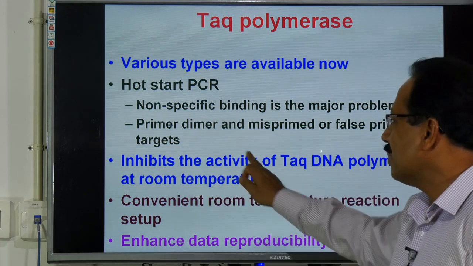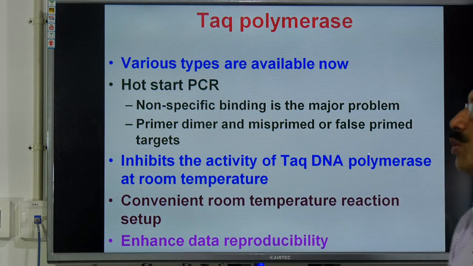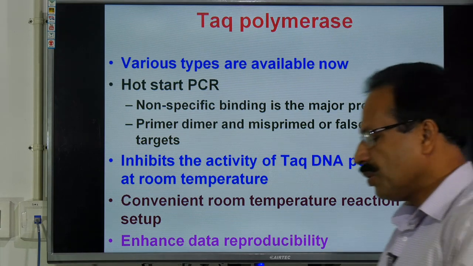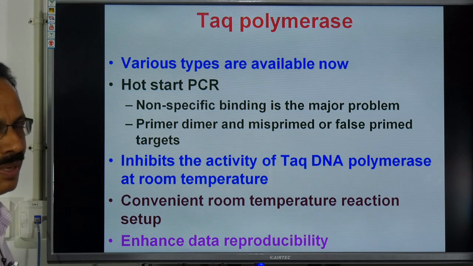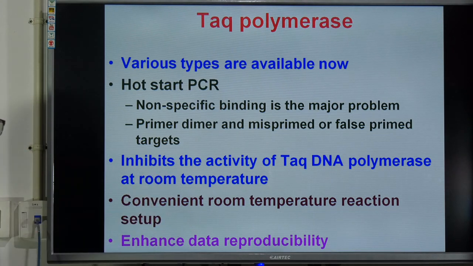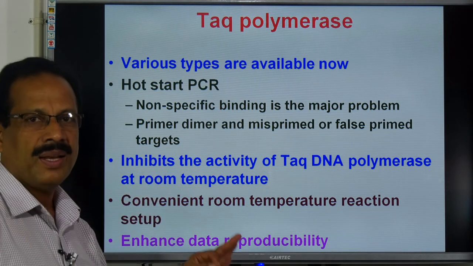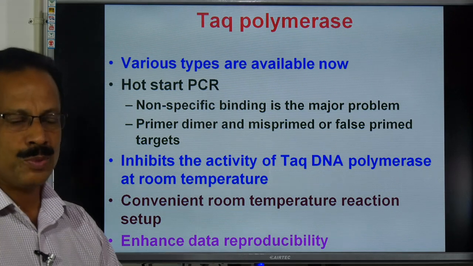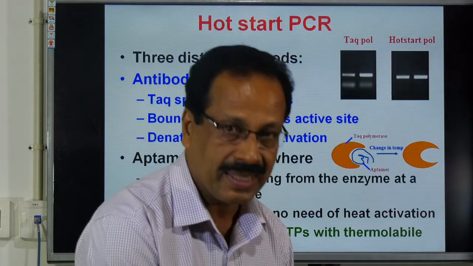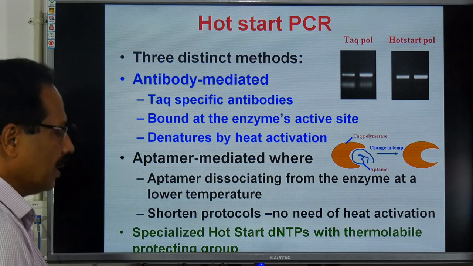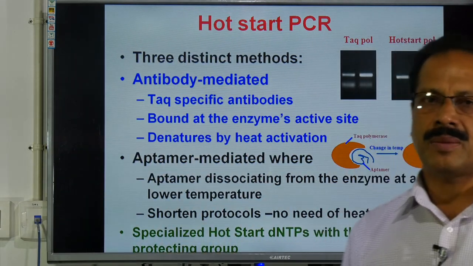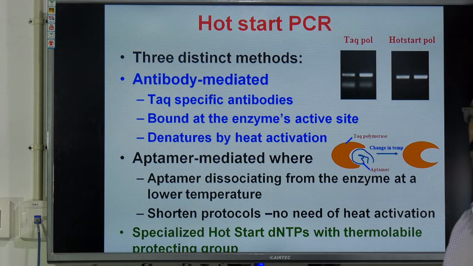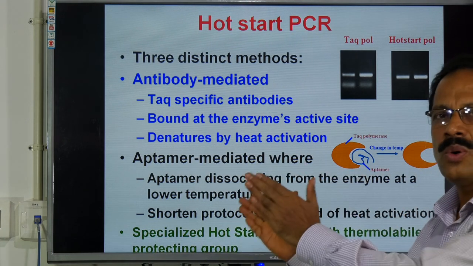So this inhibits the activity of the Taq polymerase at room temperature. So you can set up the reaction even at room temperature. You don't even need an ice bucket to set up this reaction. And this will enhance the data reproducibility. Each and every time you will be getting the same data. And in the case of hot start PCR, there are 3 distinct methods applied to make this enzyme hot start.